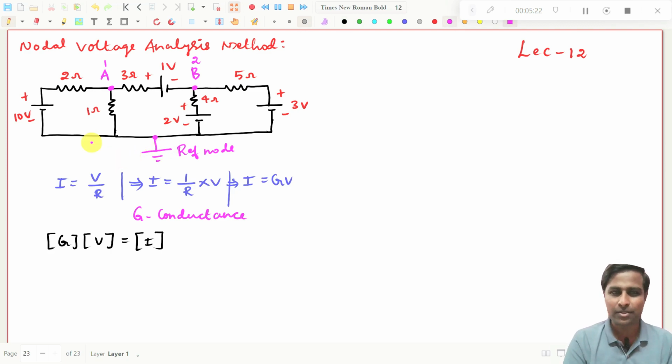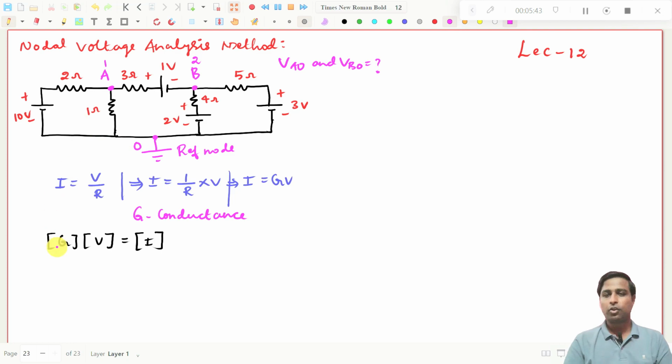With respect to this reference node, you can write it as 0 or O, anything it may be. But what is the thing we are going to find? We need to find what is V with respect to O, what is B with respect to O. So what we need to find, VAO and VBO to be found. If you find VAO and VBO, then we can easily find the current in all the resistors. Current in all the resistors can be found using these two voltages, right?